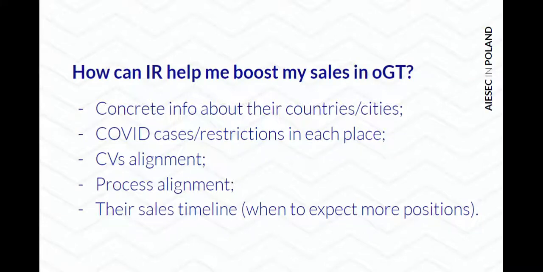And the last thing is the sales timeline: when they are planning to sell, if they are selling or if they stopped sales because of the COVID restrictions, when to expect more positions open so you can push your EPs, maybe even offer those positions to all the EPs that you have on Expa or something. So in my opinion, those are small bits of information that we sometimes forget that can be important, but if we use them to our advantage, they can really make the difference at the end of the day.